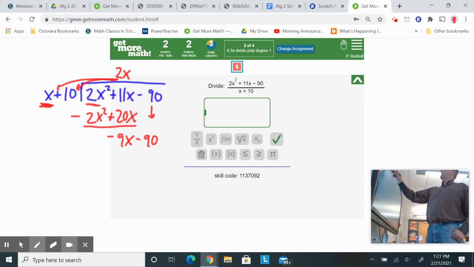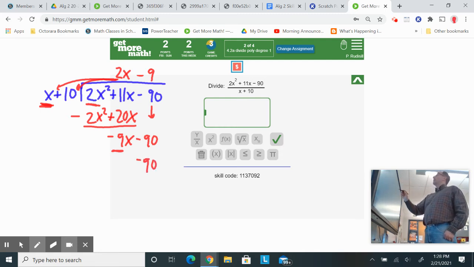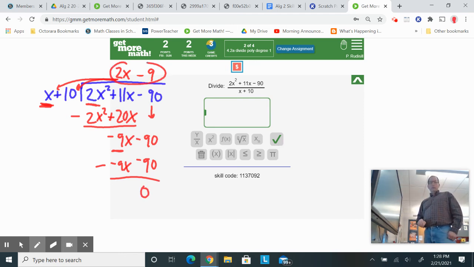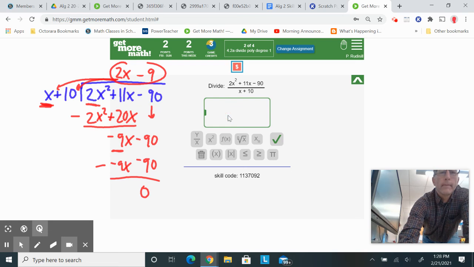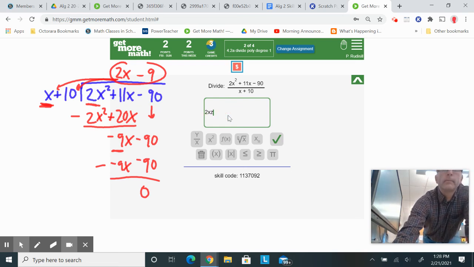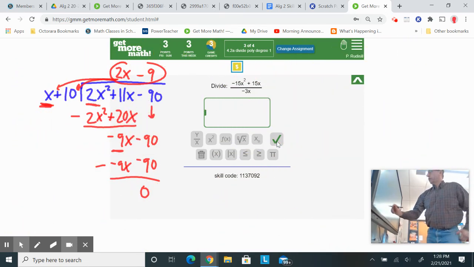And I go back to the x here, and I look at the negative 9. I need to multiply by negative 9, so I could put minus 9 or plus negative 9. So negative 9 times the 10 is negative 90. Negative 9 times x is negative 9x. And notice it's the exact same result both places, so there'll be no remainder. So this time, my solution is 2x minus 9. See how we did. Now let's try one more.